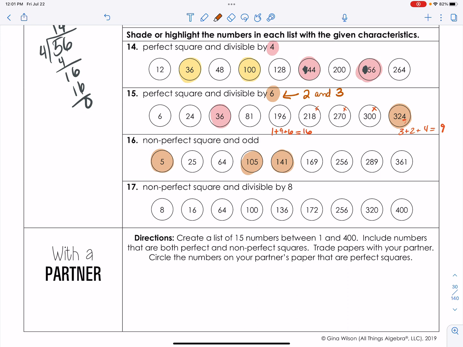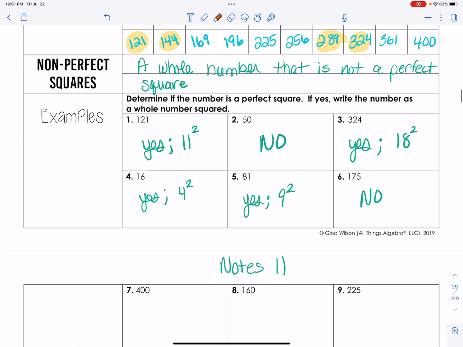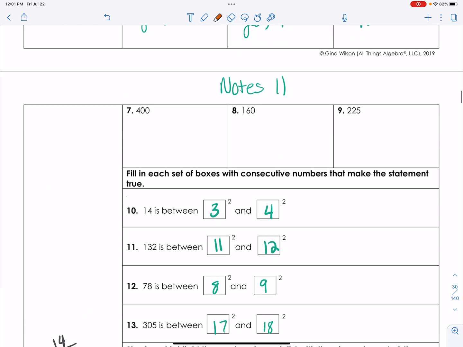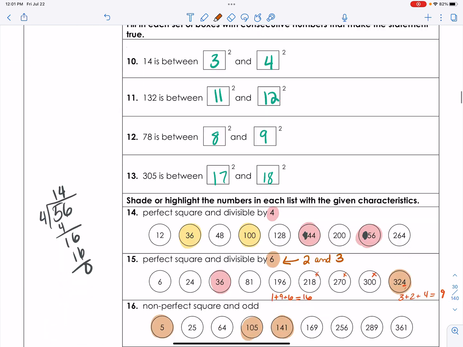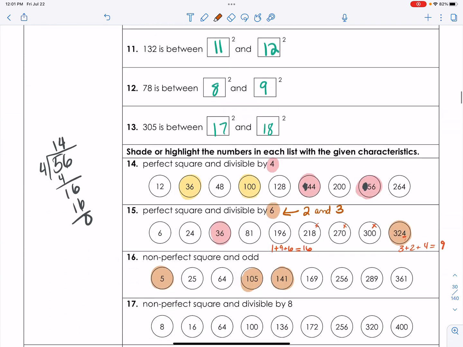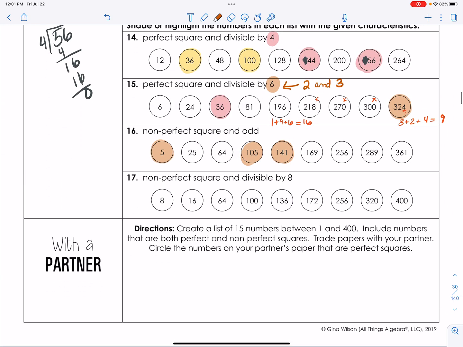Not a perfect square. Okay, 169 is a perfect square, so I'm not looking at it. 256 is a perfect square, so I'm not looking at it. 389, look, it's on my list. No, 389, that's a 2. 289 is highlighted. It is on my list. And 361, also 19 squared. So all of those are perfect squares at the end, so they're not even right.